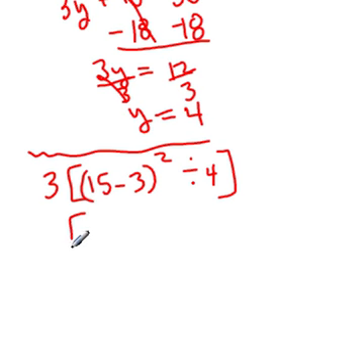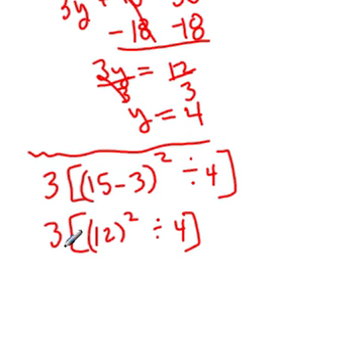15 minus 3 gives me 12. I'm leaving it in parentheses. That way, if it had a negative symbol, it would stay with it. Bring down the rest of the problem. Exponents are next. So 3 times the quantity, 12 squared, is 144.